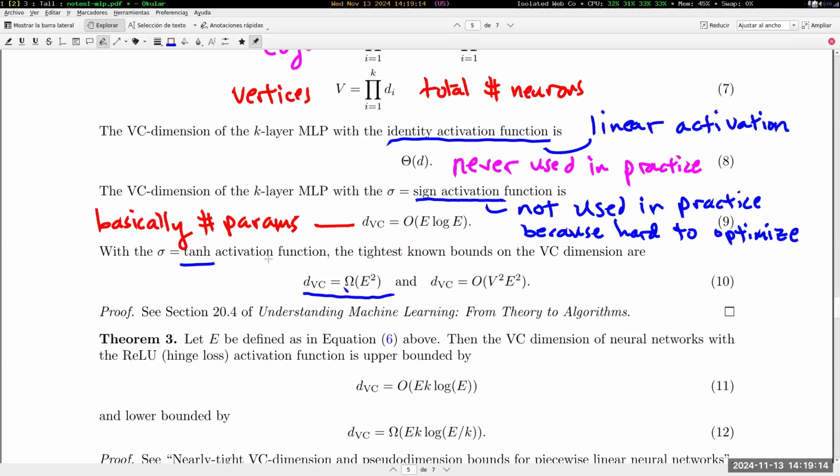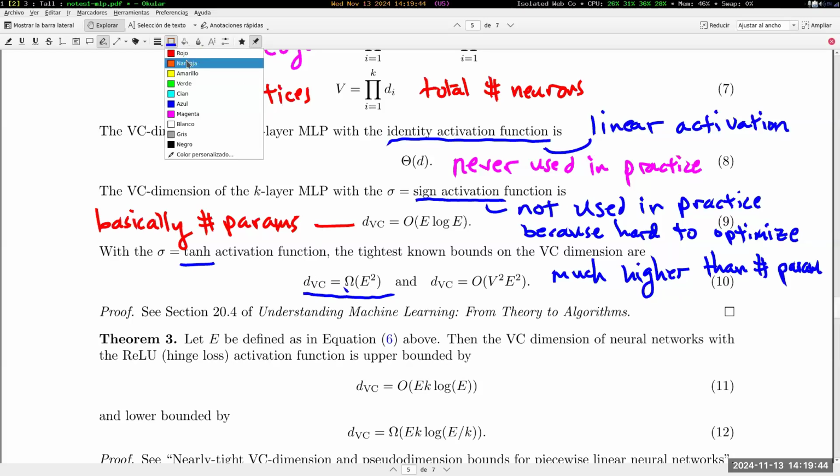So much higher than the number of parameters. So the number of parameters by itself, if you're using the TANH activation function, is not your VC dimension. It's actually the square root of your VC dimension. The VC dimension grows much, much faster than the number of parameters here. Again, it's an open question whether that is tight or whether you need this additional V squared factor in front.